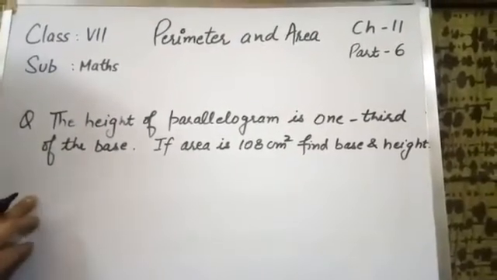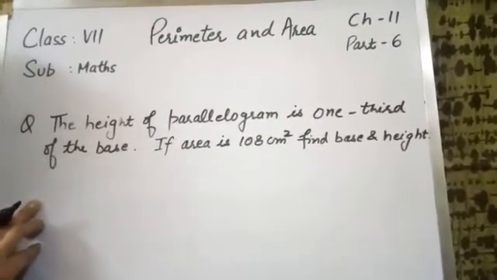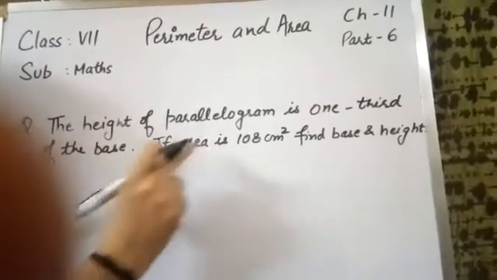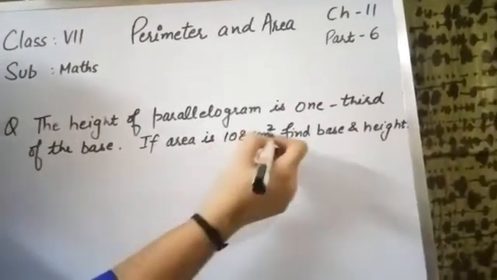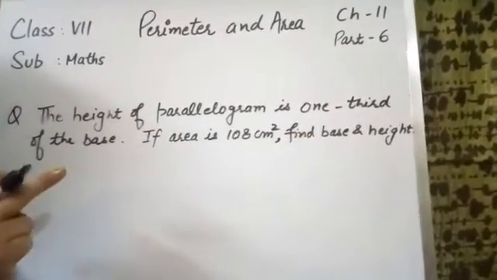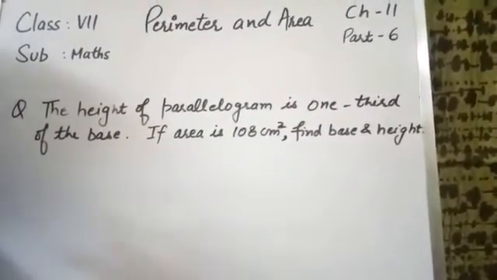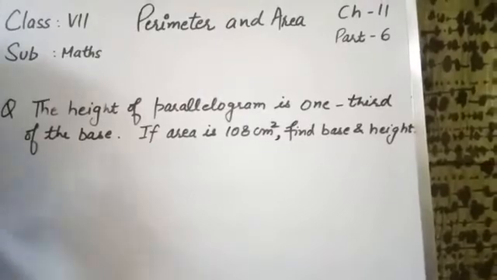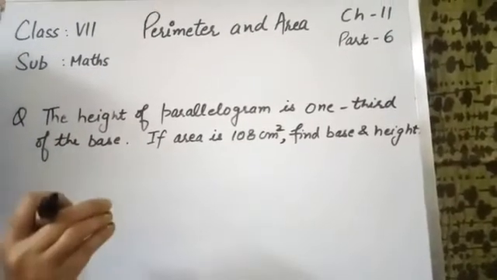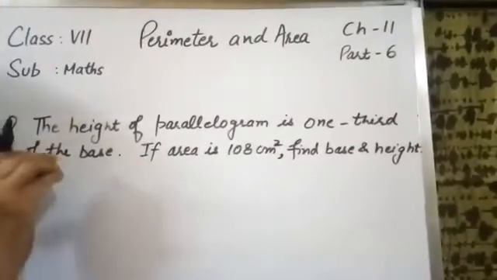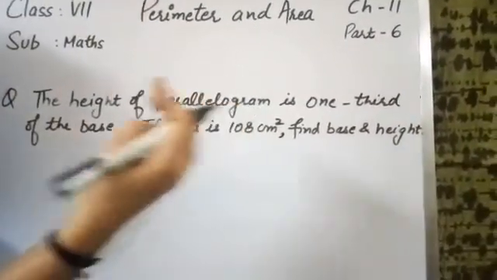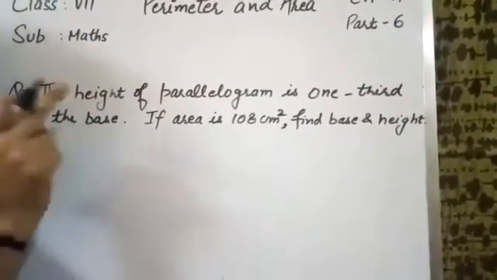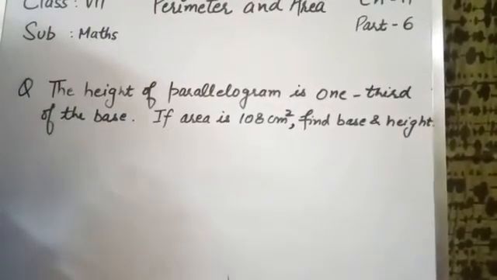Now the first question: the height of the parallelogram is 1/3 of the base and the area is given to us, 108 centimeters square. Find the base and height. Neither base nor height is given, but a relation is given to us: whatever the height of the parallelogram is, the base is 3 times that. Whatever the base is, the height is 1/3 of the base.